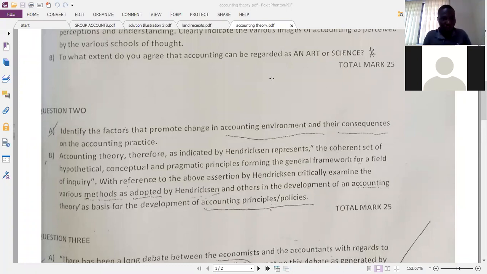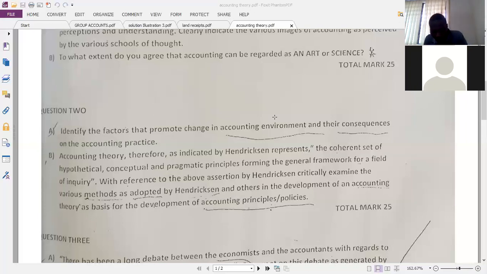The normative theory. The normative theory also depends on what ought to. So while the descriptive theory is asking the question, what is? The normative theory is asking the question, what ought to? So what is the subject matter of accounting? And when we know these things, then we can base on that to formulate an idea which will guide what? The subjects.